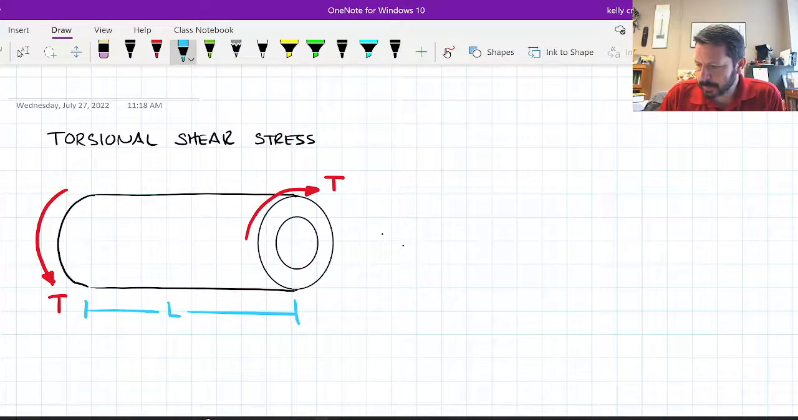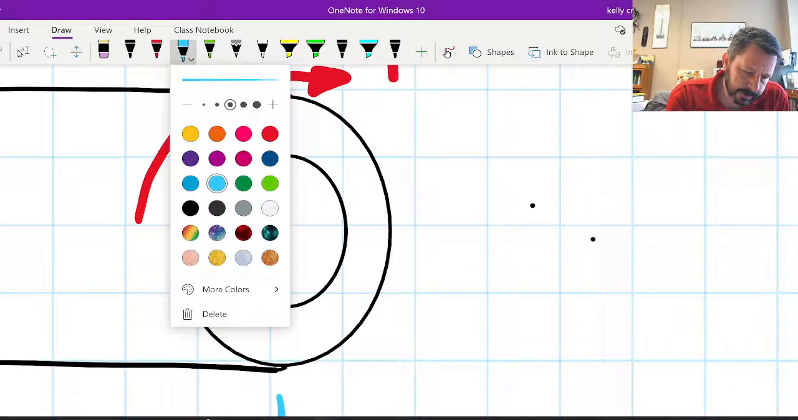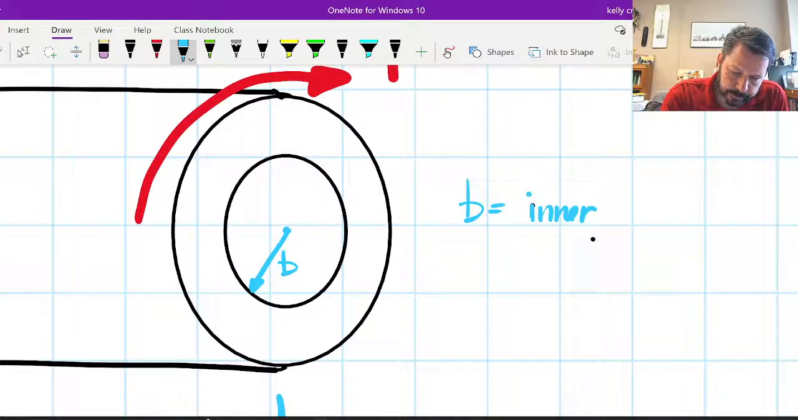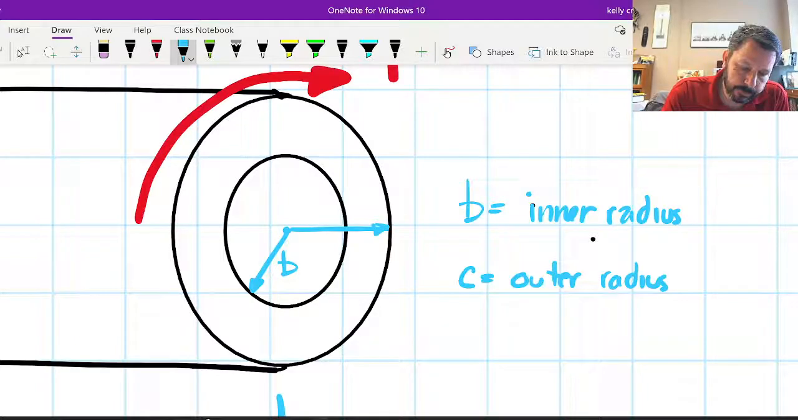I'm going to call this dimension here B. So that'll be the inner radius. And then I'm going to call C the outer radius. And these are radius, not diameter numbers. So C would be out to here.